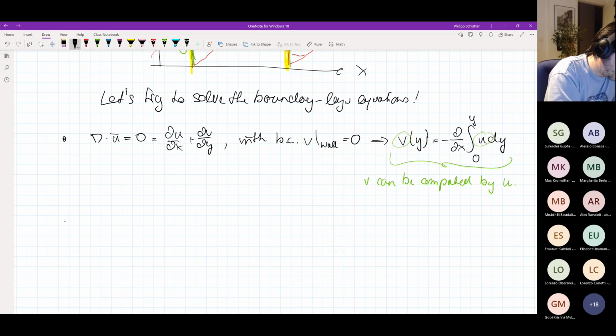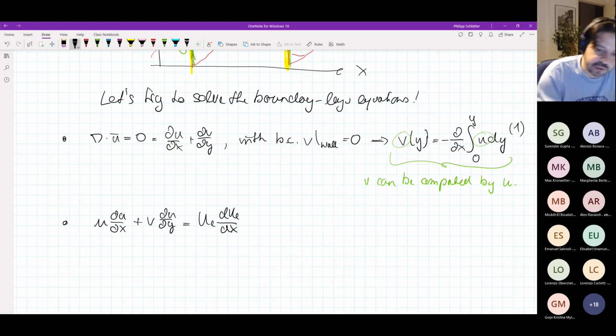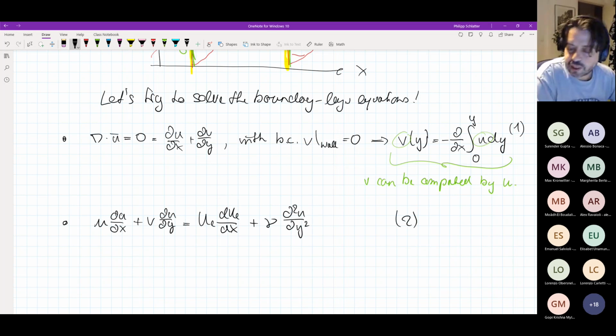So that's the first equation. The second equation that I will use is the streamwise momentum equation. So u du/dx plus v du/dy is ue due/dx, where I replace the pressure, plus nu times d squared u dy squared. So this is the streamwise momentum equation. I call that equation number 2.